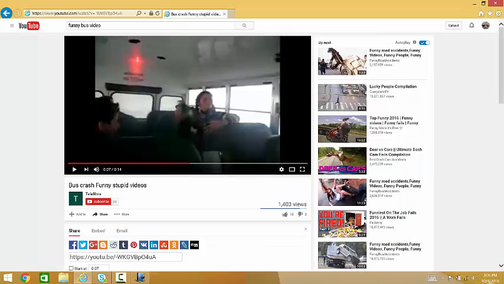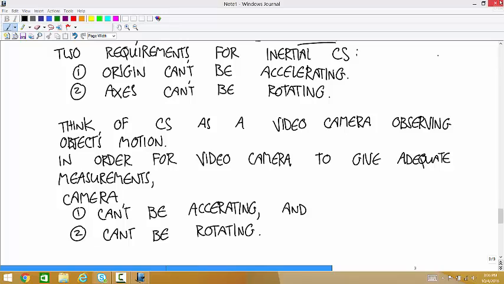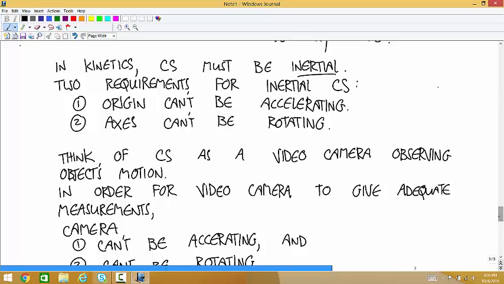Okay, so anyways, that's all I'm going to say about inertial coordinate systems. But if you use a coordinate system that's not inertial to try to do physics calculations, your calculations are off. For the same reason that your sort of internal intuitive calculations of what should happen there were off, because that camera was accelerating.